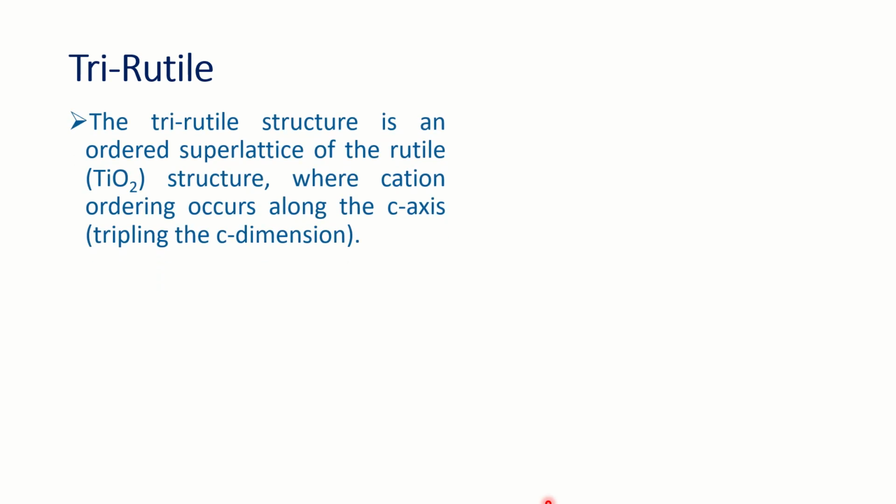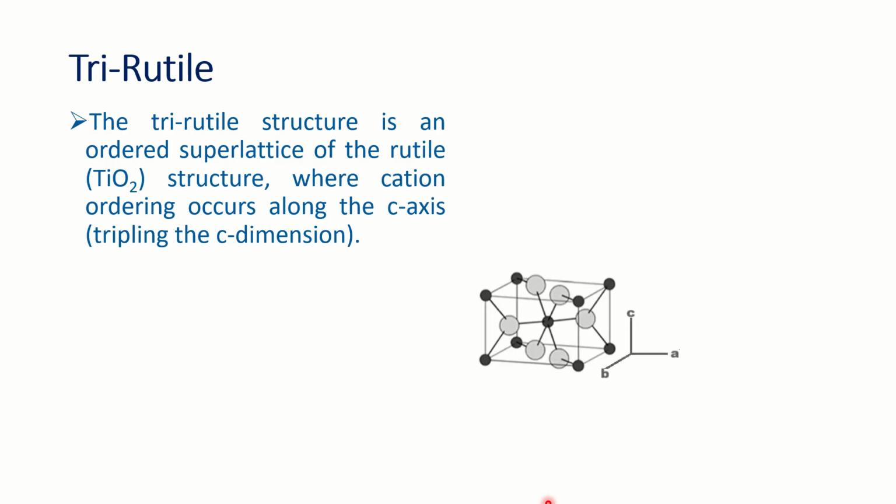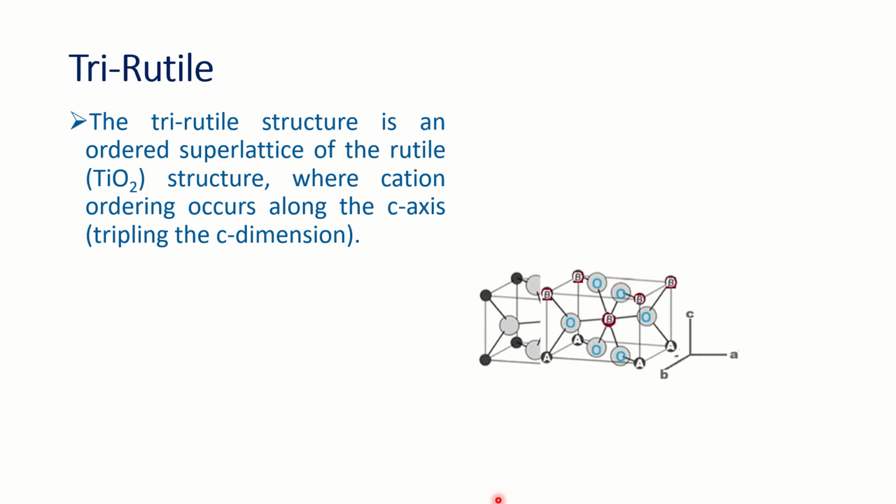The trirutile structure is an ordered superlattice of the rutile, that is TiO2 structure, where cation ordering occurs along the c-axis by tripling its c dimension. How? Let us have a look. This is the rutile structure, where these black spots are the cations and these large ash colored spots are oxides. Now, this is the a axis, this is the b axis, and this is the c axis. Now, if you stack two more unit cells along the c axis, then its length along the c axis becomes triple.